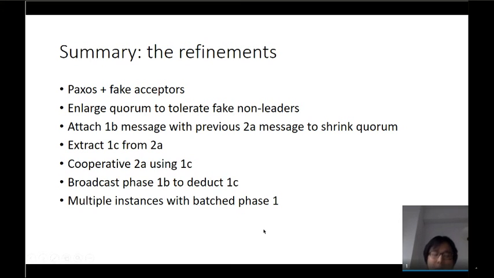Why I say similar, because we are omitting the client concept. In PBFT, you have a client, then you have replicas. In our discussion, we assume the client is on the same machine as the servers. Okay, I think that's all of my content.